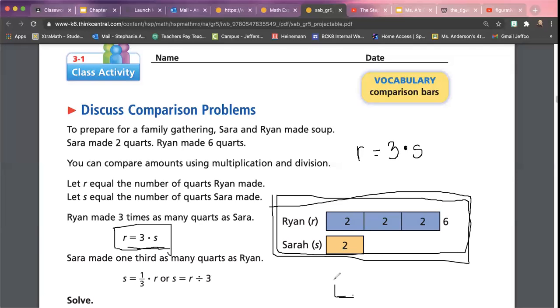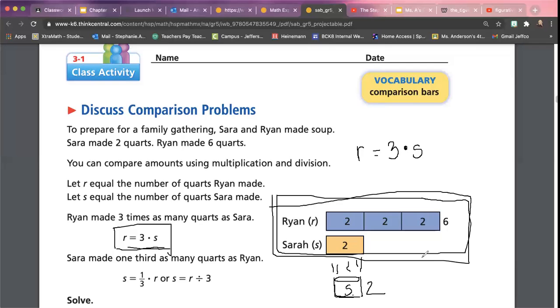And then another way to visualize it is, let's say this is Sarah's pot of soup. And you can draw a pot of soup in here with your comparison bars if you want. Here's Sarah's little pot of soup. She's gonna get a little steam coming out of her soup here. Whoo. There's her soup. Sarah's pot of soup is only 2 quarts.